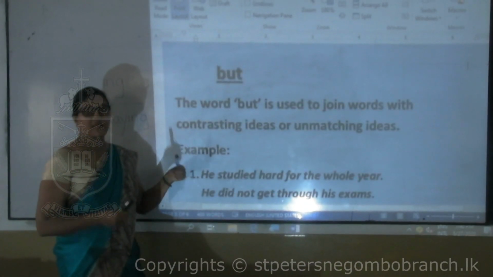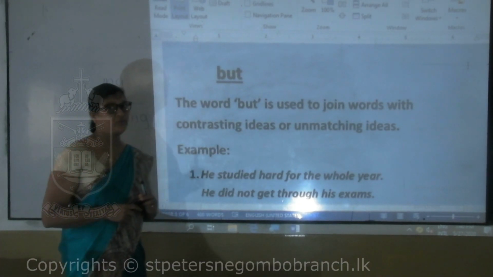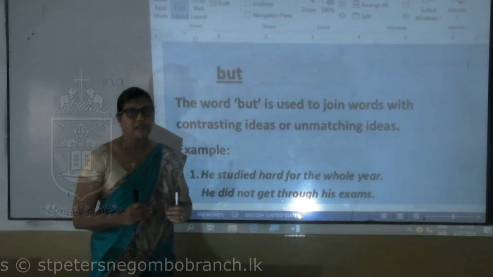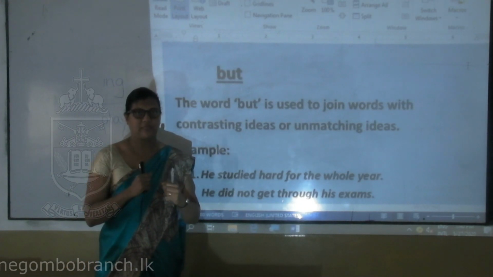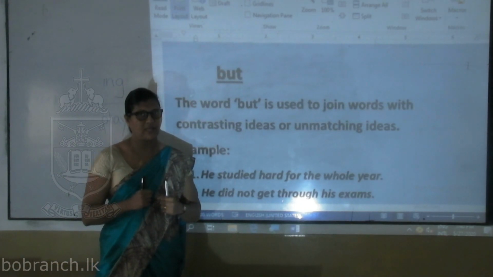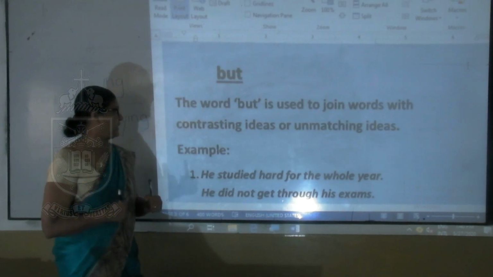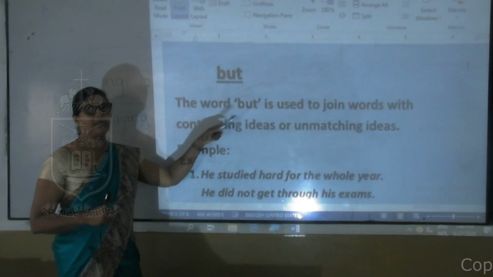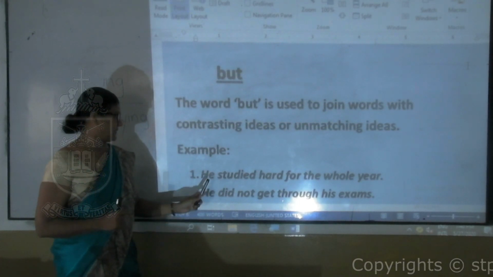Now, we have the other word, but. We use the word but to join contrasting ideas. That means not matching with each other, not similar ideas, but contrasting, different, going against each other. We use the word but to join the sentences with contrasting ideas like this.